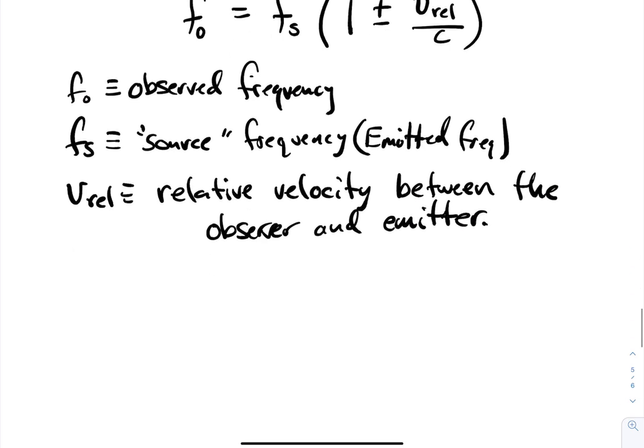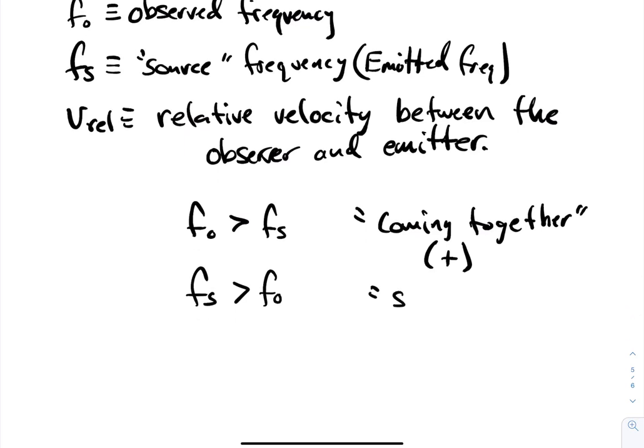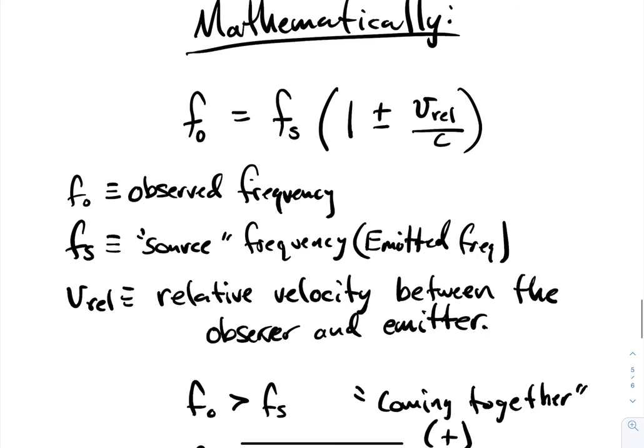We know that if F sub O is greater than F sub S, then they will be coming together, which means, of course, we would be using the positive. And if the source has a greater frequency than what is observed, then we know that they would be separating or moving away from each other. And if they're separating, then of course, we know we would use the minus. And so that is the Doppler effect mathematically.